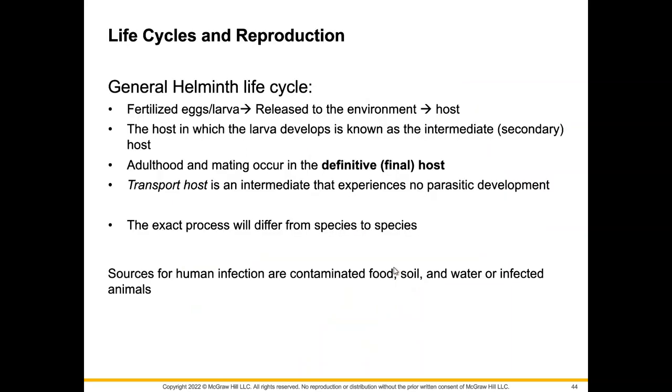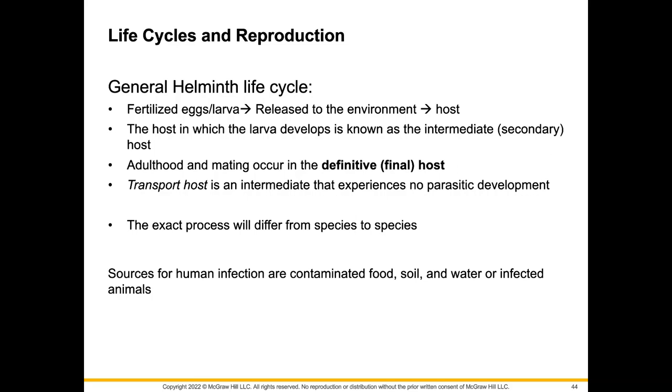Now let's discuss their life cycles very, very quickly. The general cycle of life for a worm is they will have fertilized eggs and larvae that are released into the environment, and they will make their way to a host. So whatever host that larva develops in is known as the intermediate or secondary host, and adulthood and mating occur in a final host, a definitive host. The transport host is an intermediate that experiences no parasitic development.